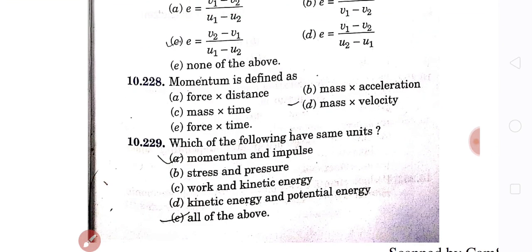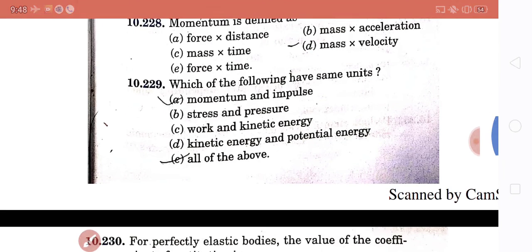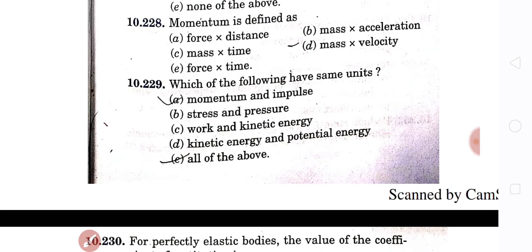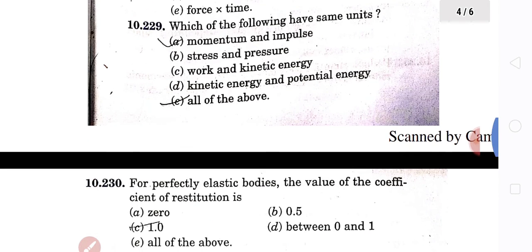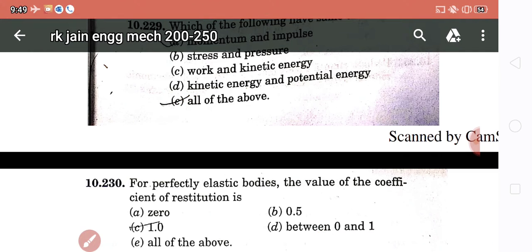Momentum is defined as, this question is repeated, mass into velocity, m v. Which of the following have the same unit? Momentum and impulse, stress and pressure, work and kinetic energy and potential energy all have the same dimension. Answer will be C, dimension and unit.